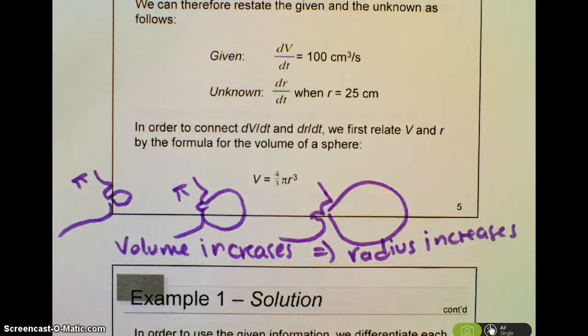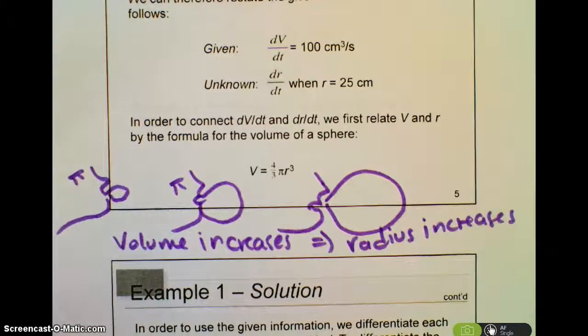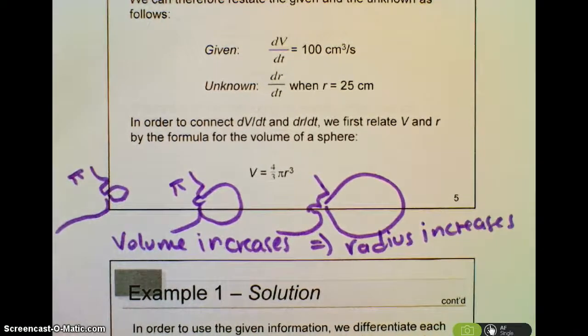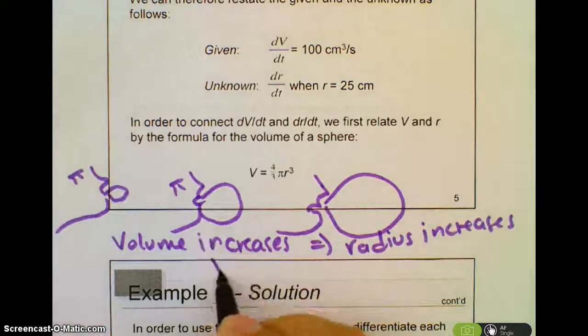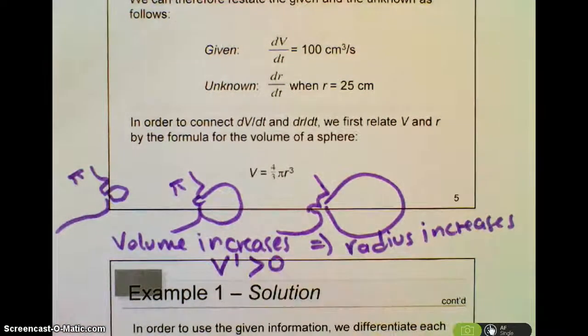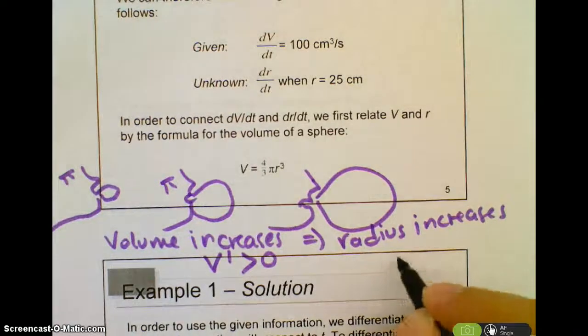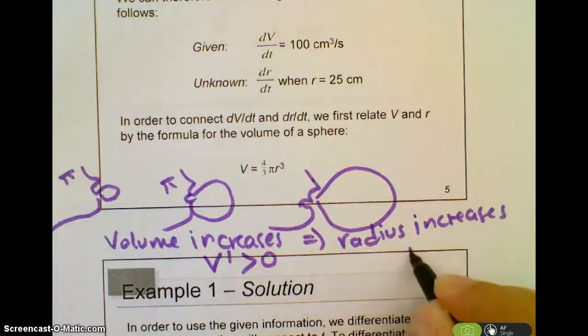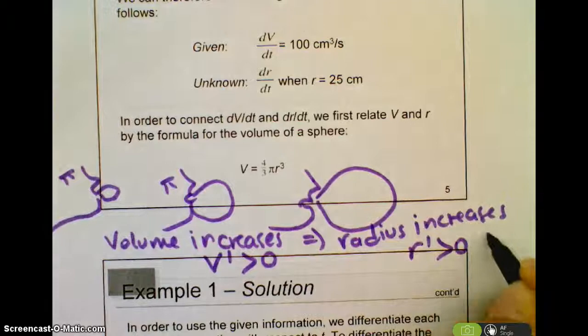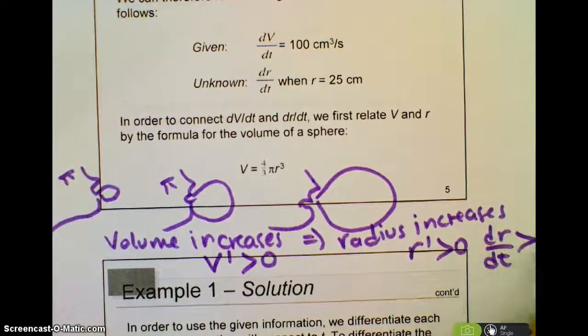Remember that whenever we talk about derivatives, rates of change or instantaneous velocity, all those numbers, which are the same numbers, have a sign. So if the volume increases, that means V prime will be greater than 0. And if the radius increases, that means the derivative of the radius with respect to time, or r prime, is greater than 0. You can keep writing using the notation that the book is suggesting. That's fine with me.